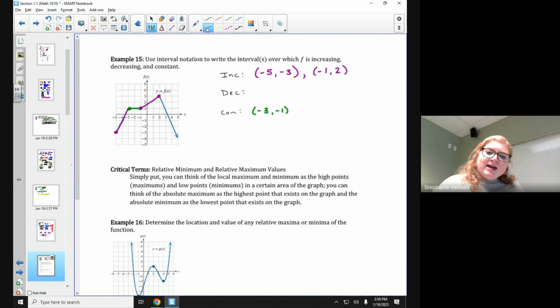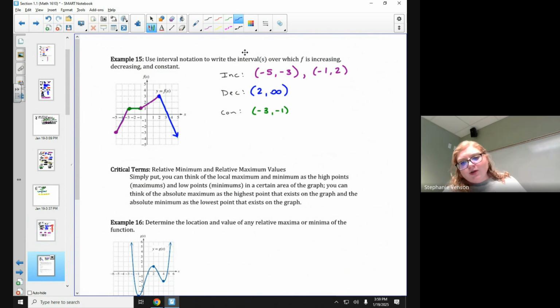And then after that, it begins to move down and it goes in the positive infinity direction and continues to move down forever and ever. So I would say that it's decreasing from 2 to infinity. Okay, so that's increasing, decreasing, and constant.